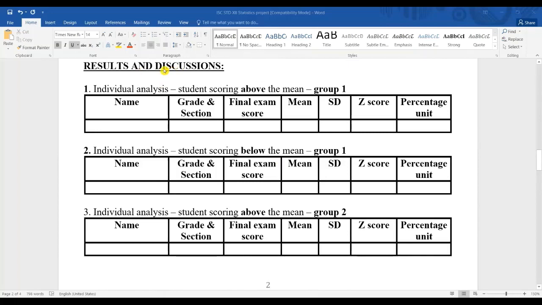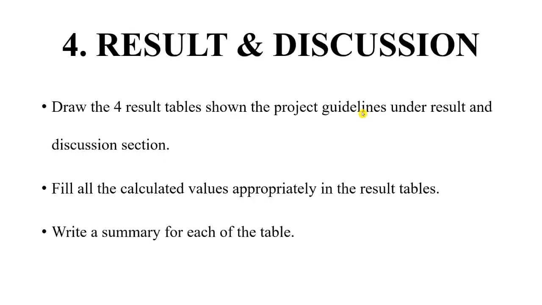You have to draw them with your hand and fill in all the details. All these details you will get from the calculation sheet, so copy all the numbers correctly. After drawing all the 4 tables, you just have to write a short summary for each table. That is, simply write what the mean is, what score he has obtained, what the z value is, and what the percentage score is. So just summarize the table briefly. So that is about results and discussion.